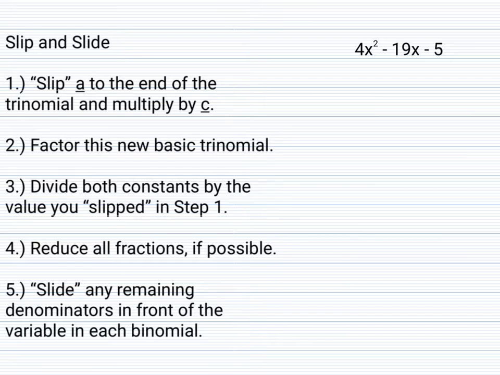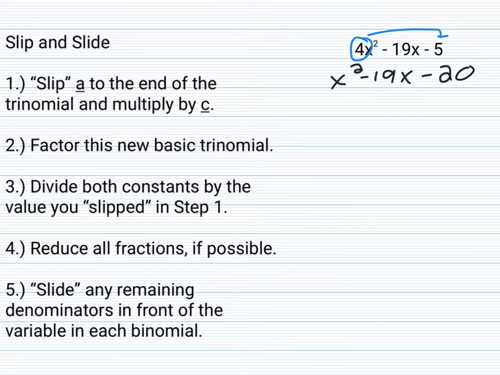We're going to start off by slipping the a to the end of the trinomial and multiplying by c. So that's taking this a, which is 4, slipping it to the end and multiplying by c. That's going to turn this into x squared minus 19x minus 20. So we've done the 4 times the negative 5 to get negative 20.